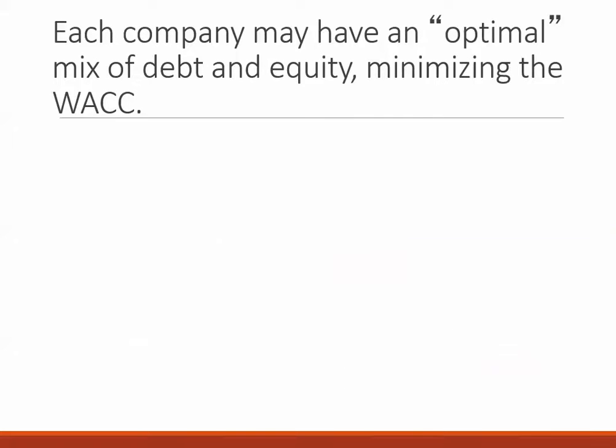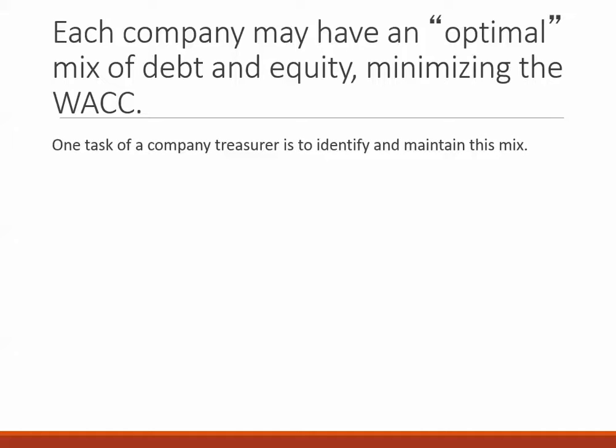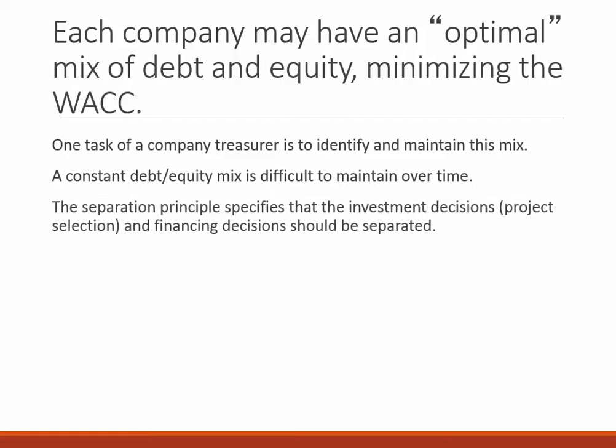So each company may have an optimal mix of debt and equity, minimizing the WACC. Again, it depends on the company, and you may be on that side of the company, or you might be on the side where the people who know this information tell you how much money you have to spend. One task of a company treasurer is to identify and maintain this mix. A constant debt equity mix is difficult to maintain over time.